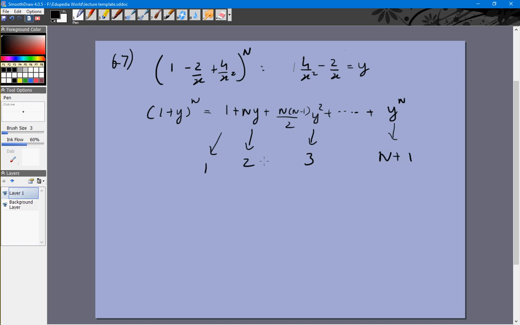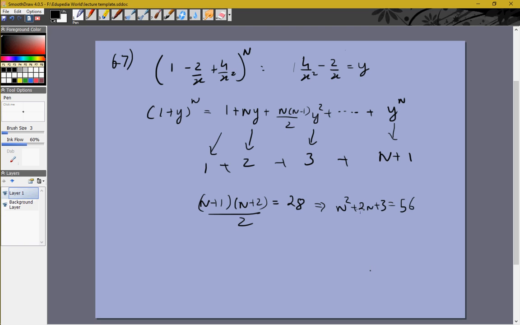So every term will give 1 term, 2 terms, 3 terms in x, and we need to add all of them to get the total number of terms. And that will simply be the sum of the first n plus 1 natural numbers, which is n plus 1 times n plus 2 by 2, and we know that that is equal to 28, which means n squared plus 3n plus 2 is equal to 56.